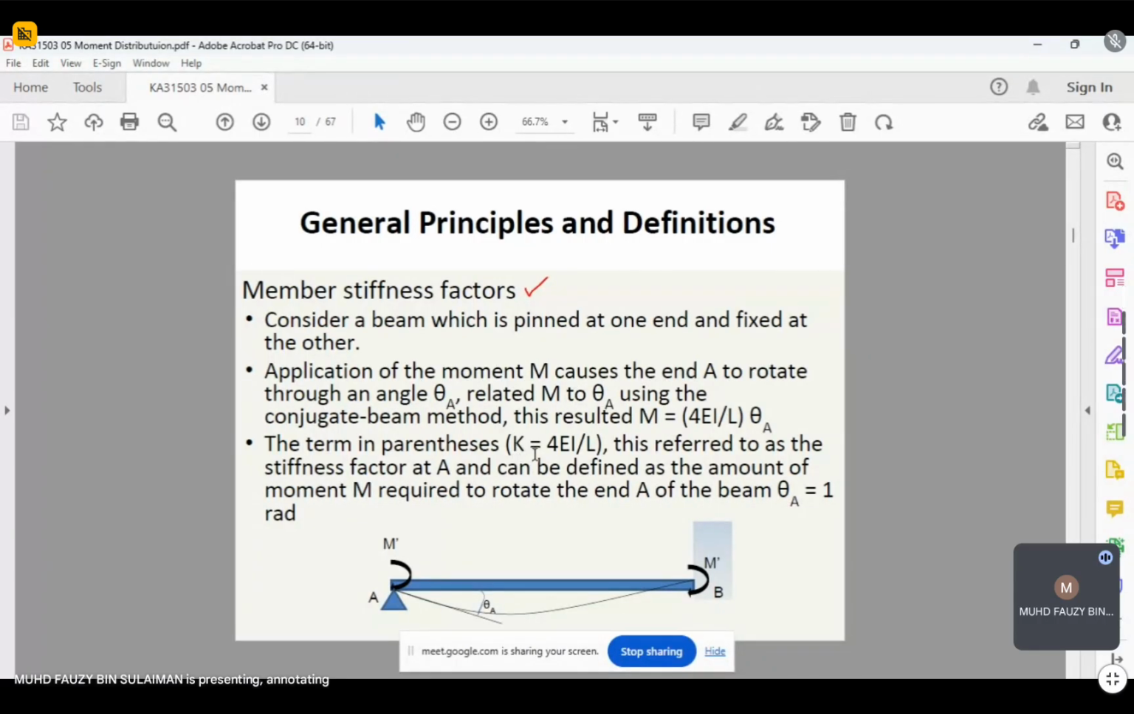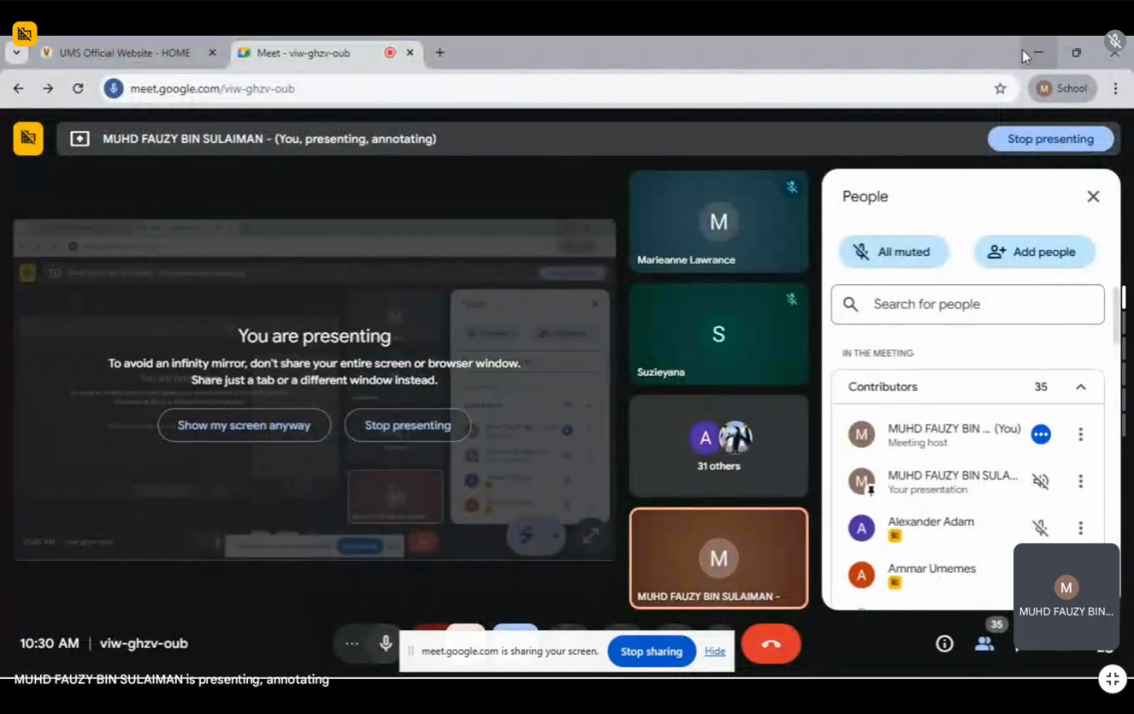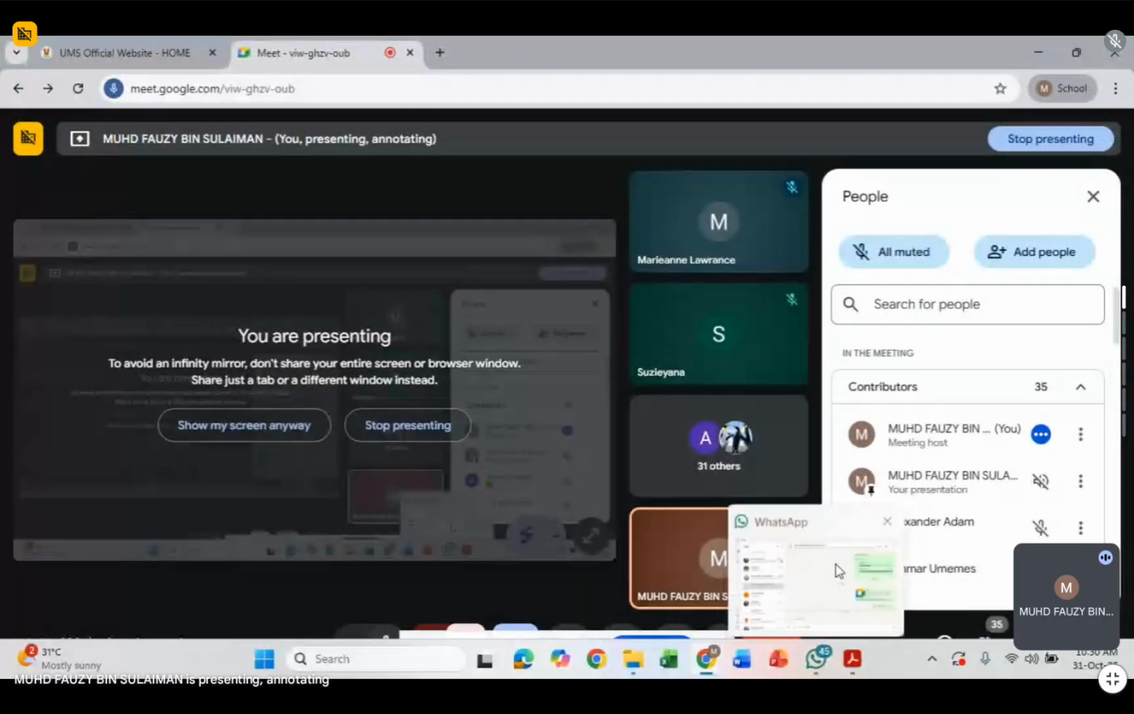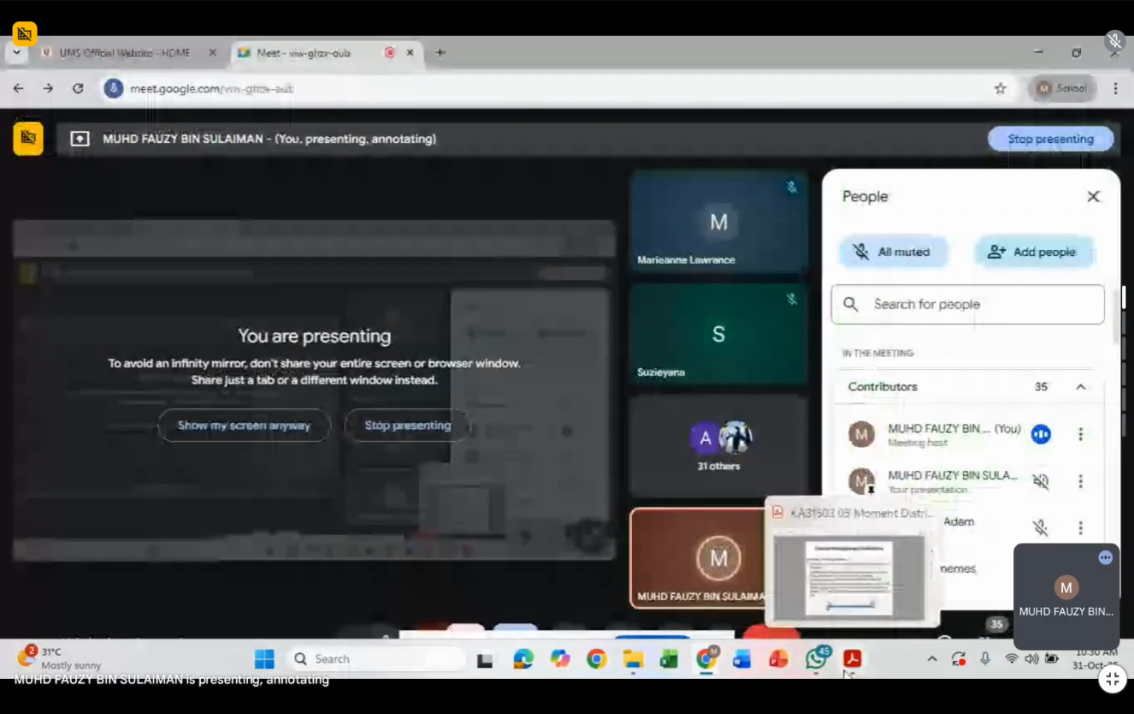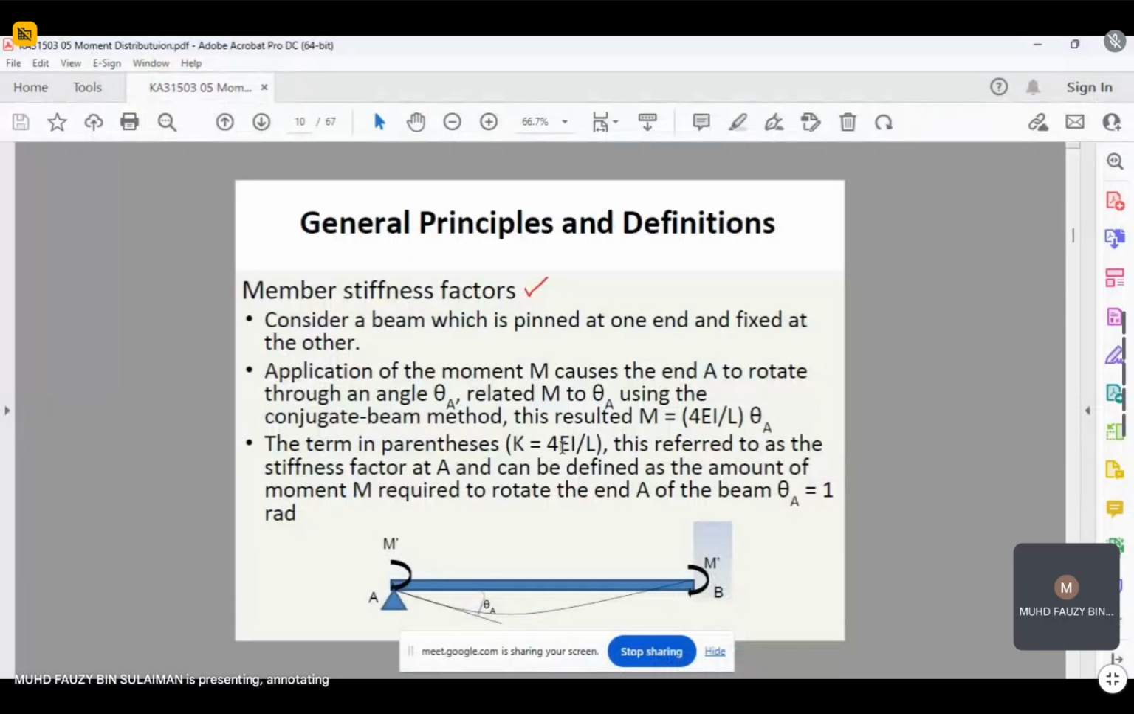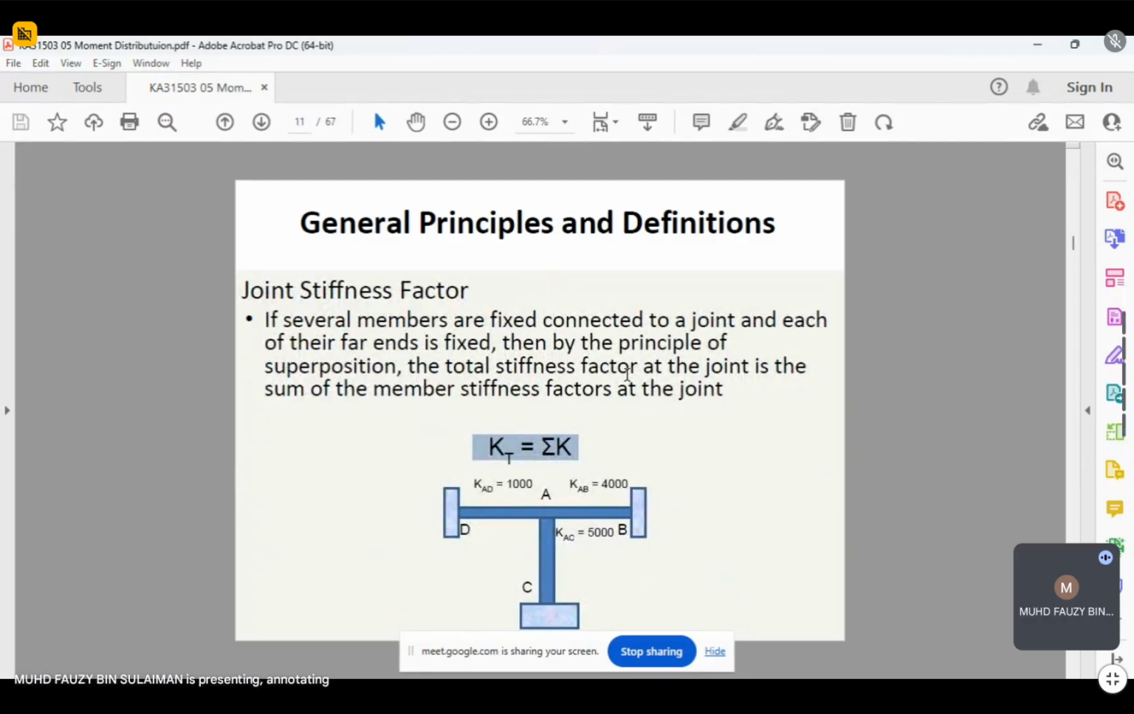So K is equal to 4EI over L, or EI over L. E is the modulus of elasticity, I is the moment of inertia, divided by the length of the span. This one we call the joint stiffness factor.